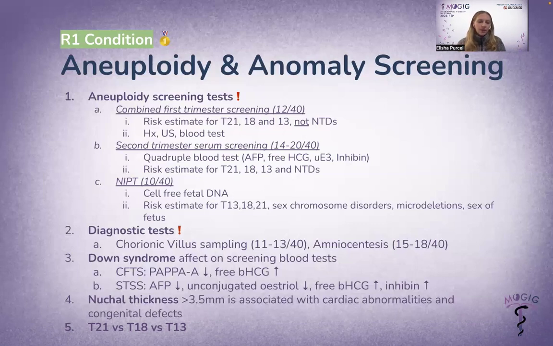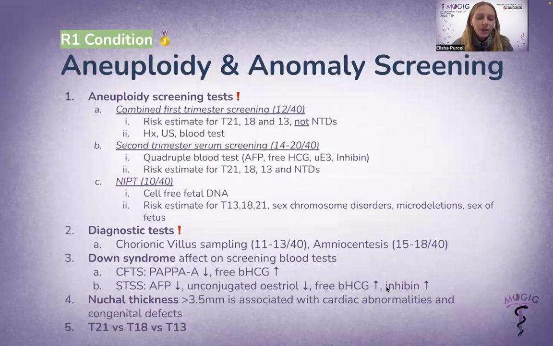Know those key dates. And then this is probably like just another level above, but it does come up. It's about how Down syndrome affects your screening blood test. So I've written it really clearly here, but for your combined first trimester screening, you get a decrease in PAPP-A. So decrease in PAPP-A is associated with increased risk of Down syndrome. Increase in beta HCG, that's like a marker of increased risk of Down syndrome. And then I've also listed them here for the second trimester serum screening.